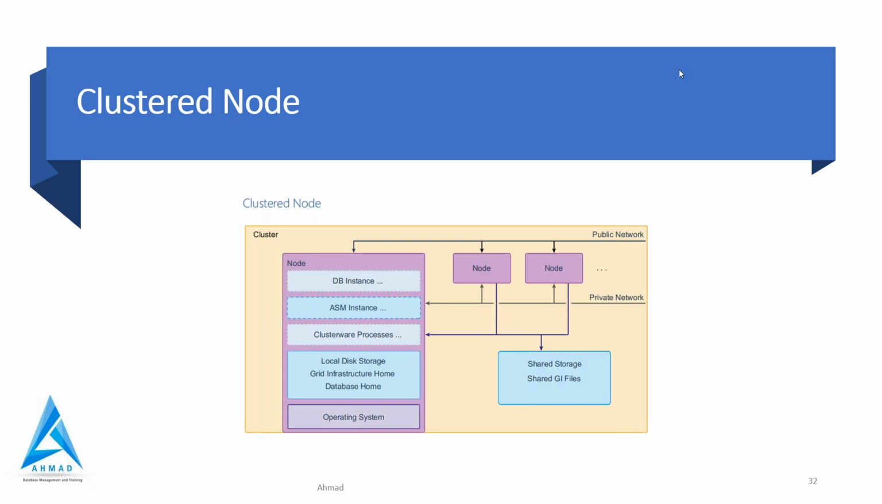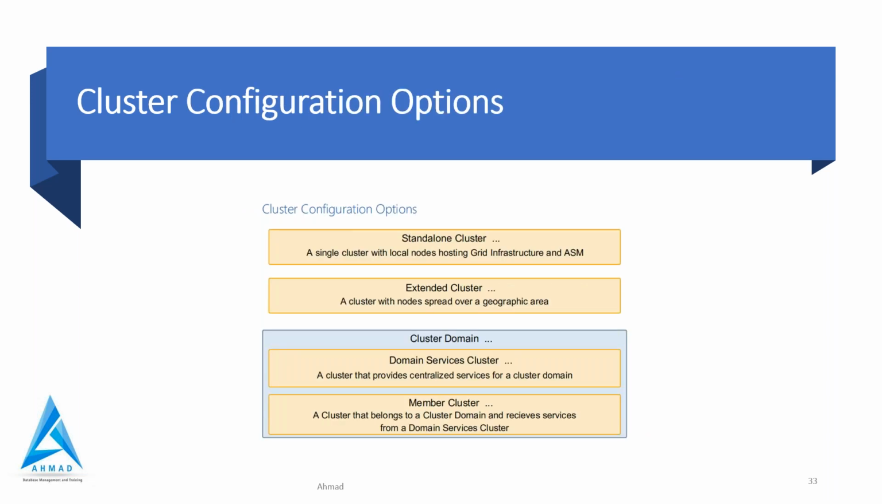So now come to cluster configuration options. We have a standalone cluster, we have extended cluster, and we have cluster domain, that is new. A standalone cluster consists of one or more cluster nodes with locally available shared storage, a private interconnect, a local instance of ASM for managing that shared storage, and the GIMR for storing cluster health and diagnostic information.